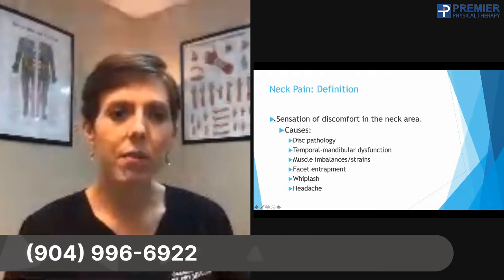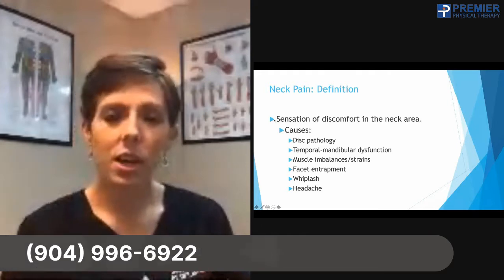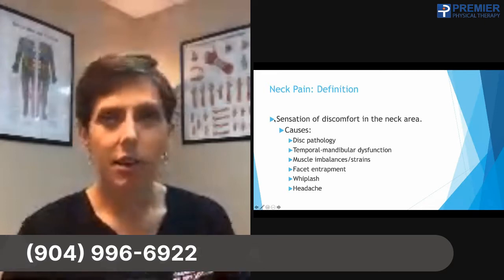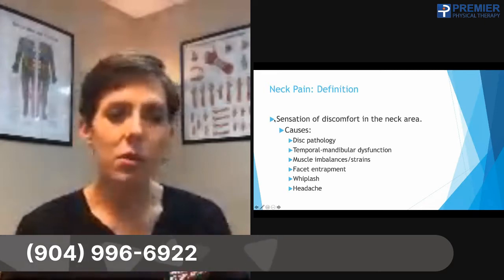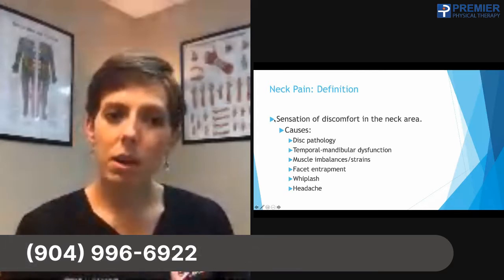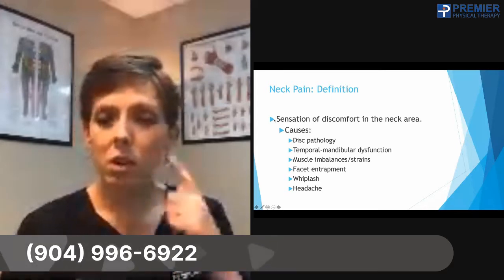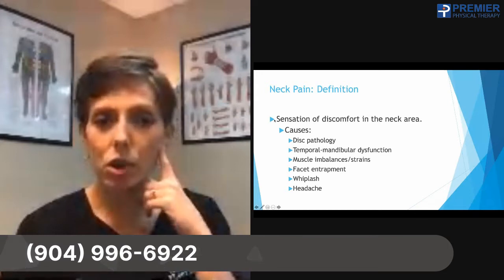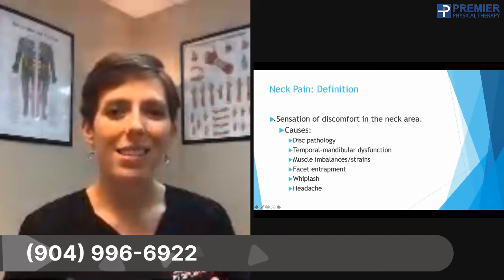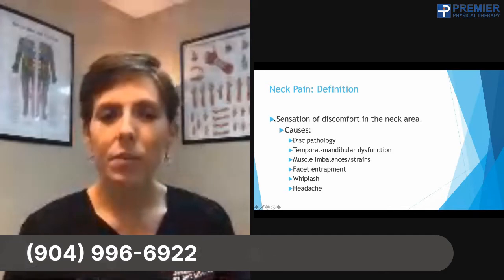So what we're going to cover is what's called disc pathology. That's when you might get an MRI and it says something like degenerative disc disease or stenosis, things like that. The other thing that we're going to cover a little bit is what we call temporomandibular dysfunction. So that's the jaw, the TMJ. Something else we're going to cover is some just muscle imbalances and strains that can happen.